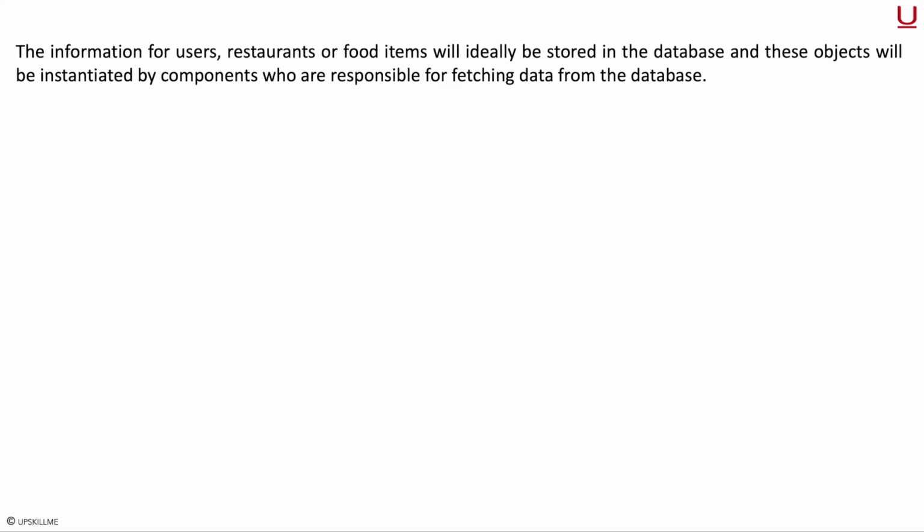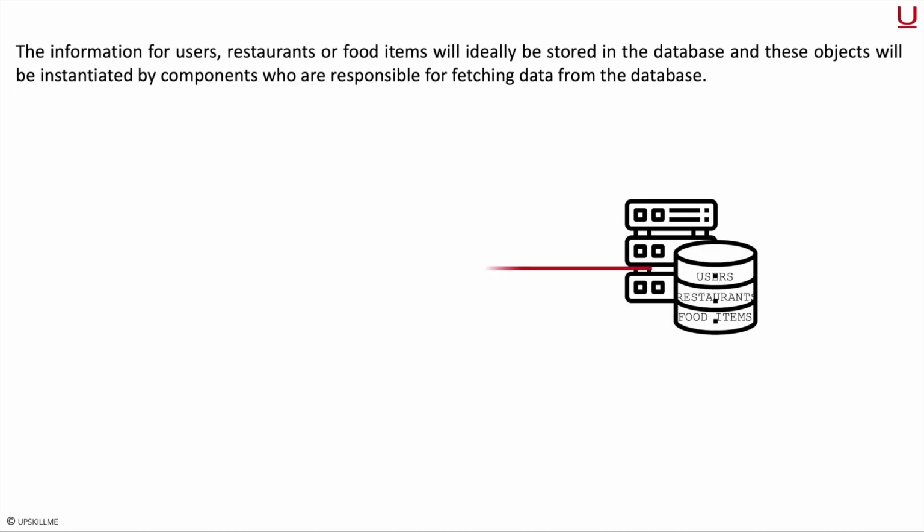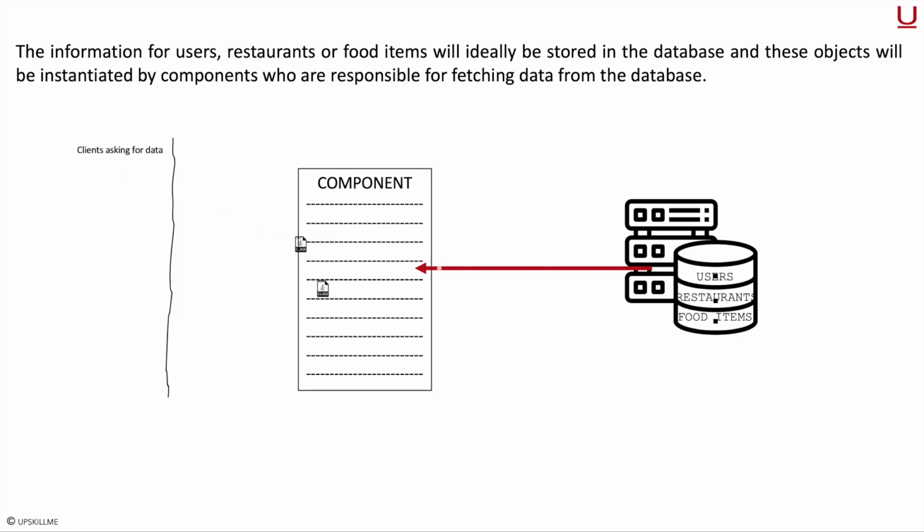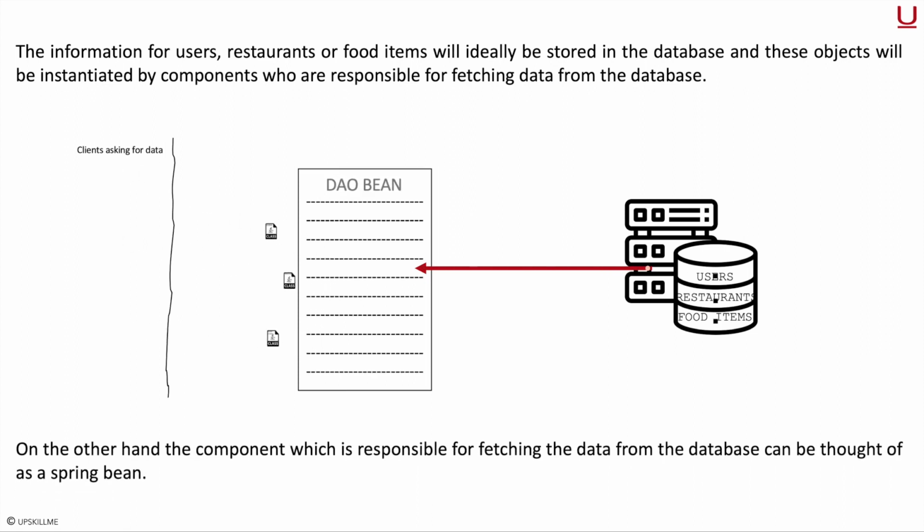The information for users, restaurants, or food items will ideally be stored in the database, and these objects will be instantiated by components who are responsible for fetching data from the database. On the other hand, the component which is responsible for fetching data from the database can be thought of as a Spring Bean. I hope it clarifies the concepts of beans and domain objects in detail. I also believe it should answer the question: what kind of objects can be thought of as a Spring Bean?